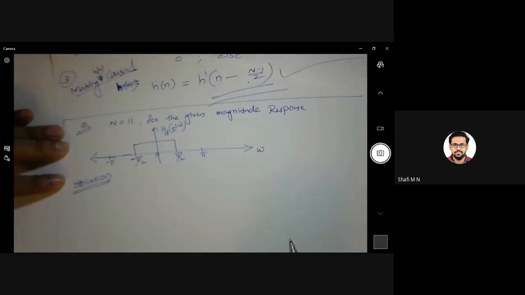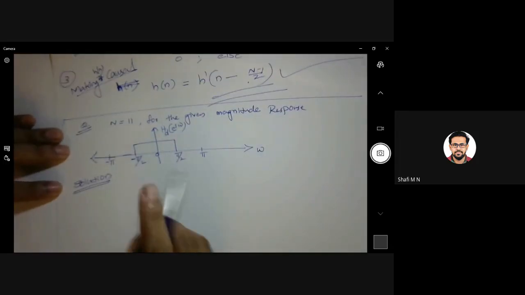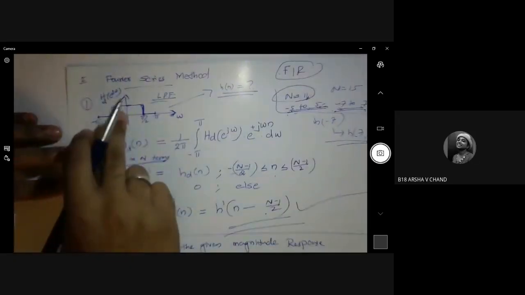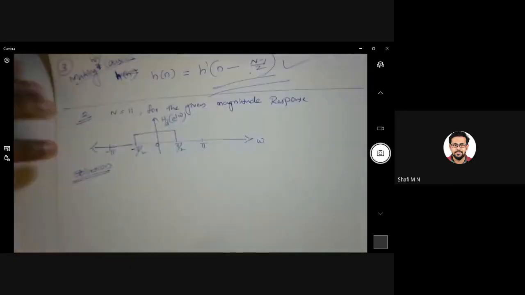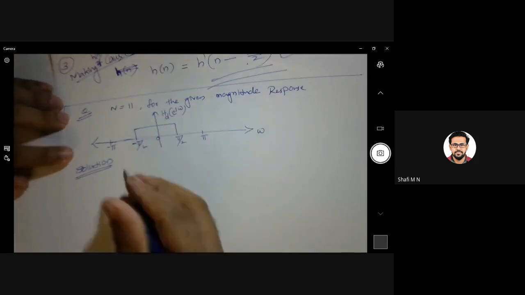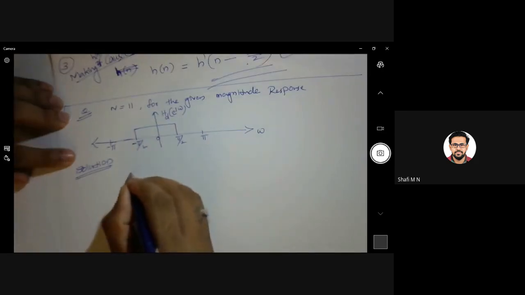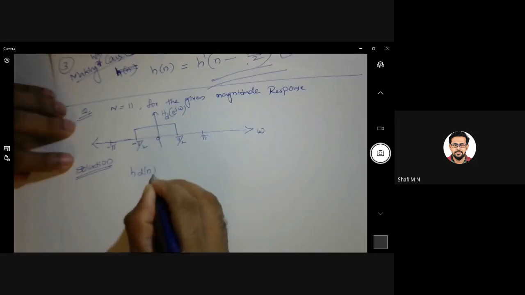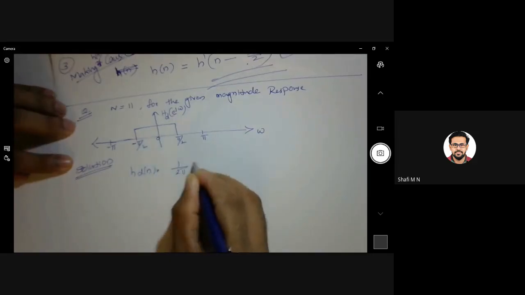What is the first step? Remember this. HD of n. You take the inverse Fourier series. Okay, so help me to find HD of n. HD of n is 1 by 2 pi into integral.